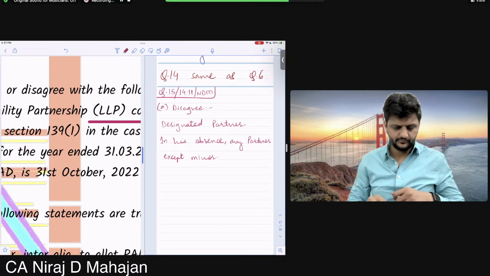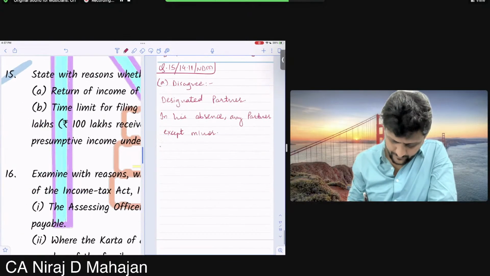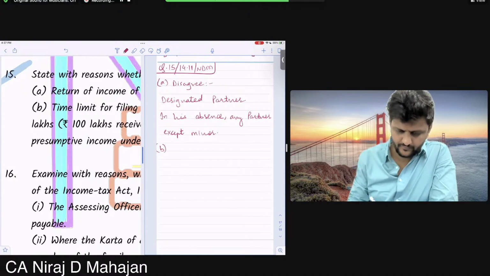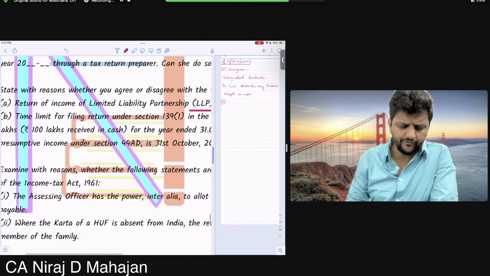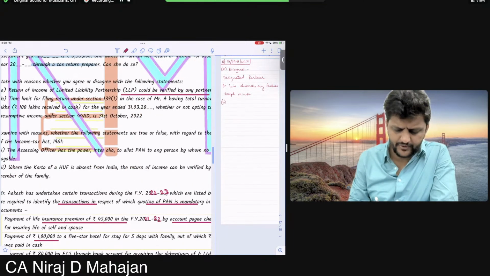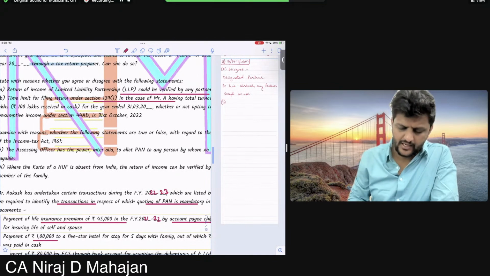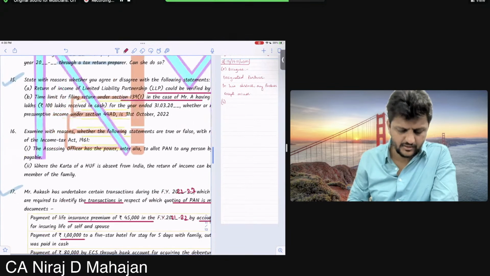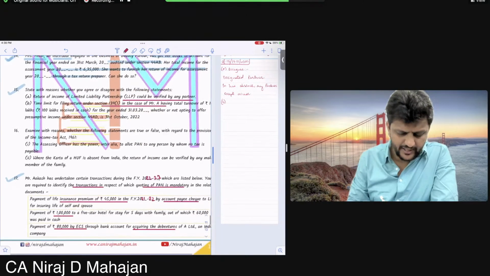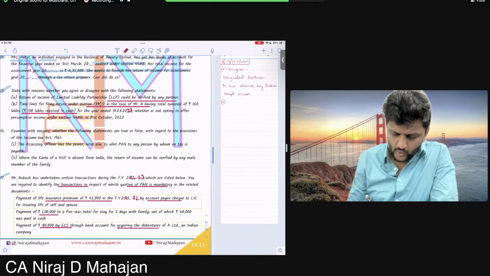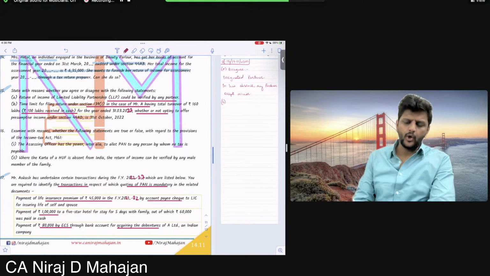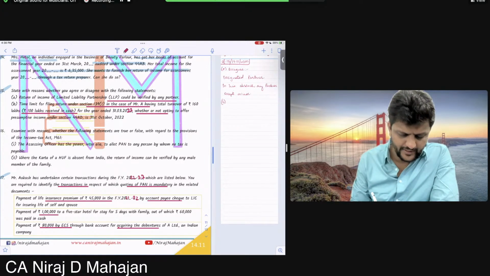Done? B. Time limit for filing return under section 139(1) in case of Mr. A having total turnover of 160 lakhs, of which 100 lakhs received in cash, for year ended 31st March 23, whether or not opting for presumptive taxation under 44AD is 31st October 23.